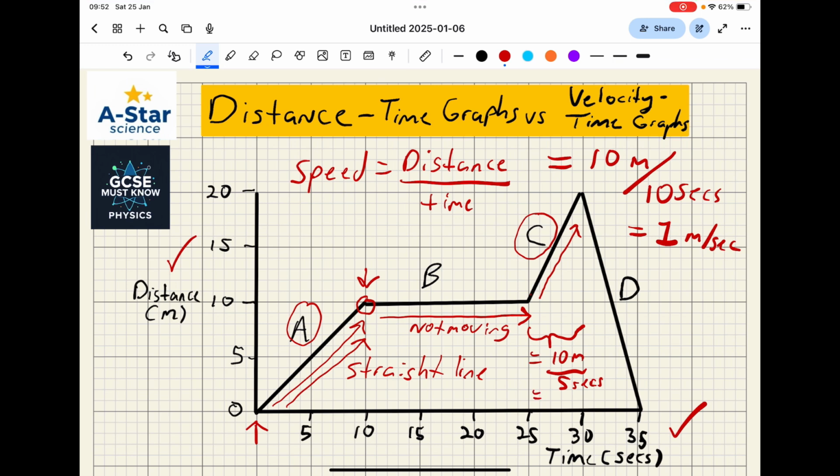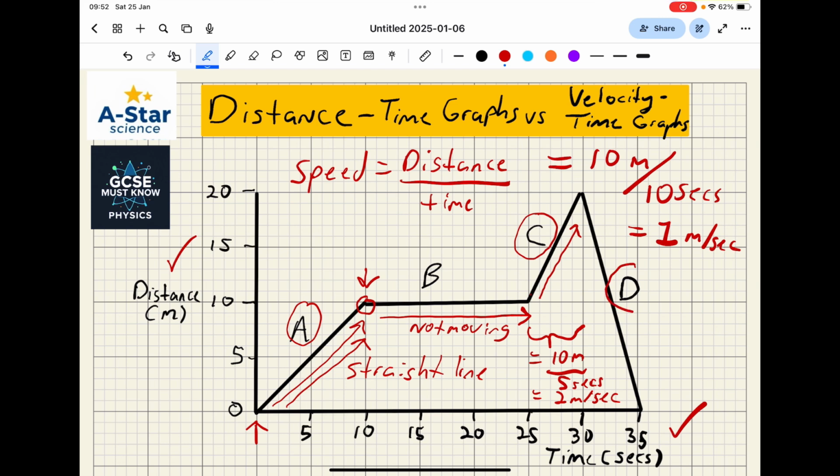And of course, that's going to equal 2 meters per second. So it's traveling at a faster speed at point C. I know this by the calculation as well as by just looking at the graph and seeing that that line is much steeper at C than it is at A.